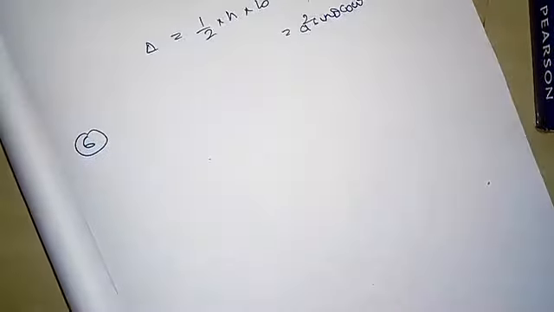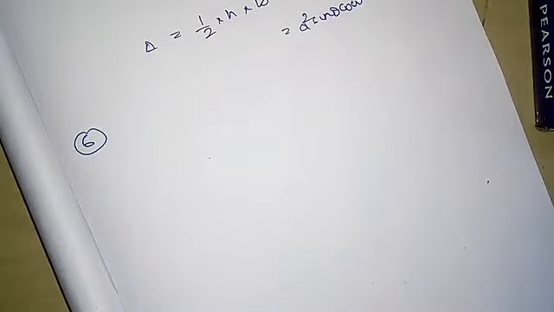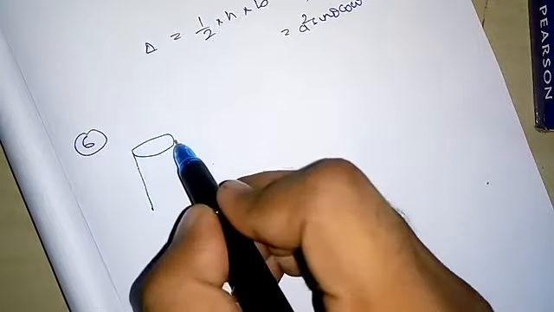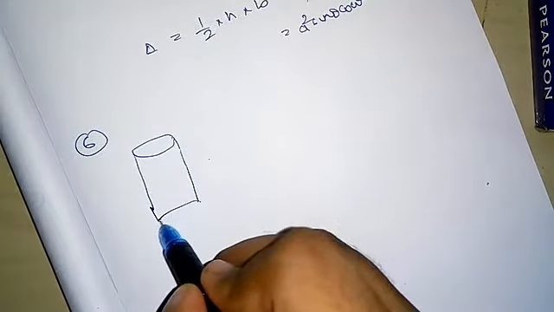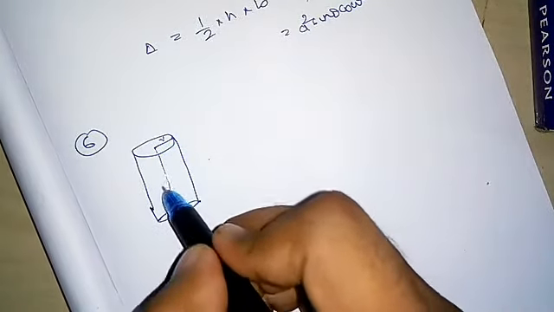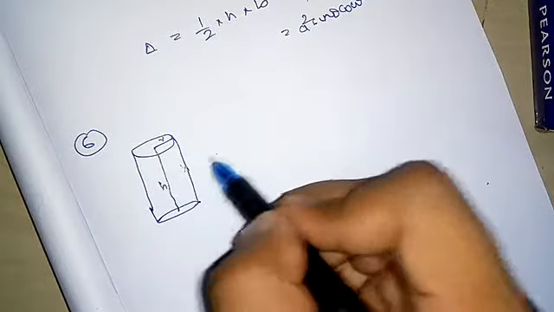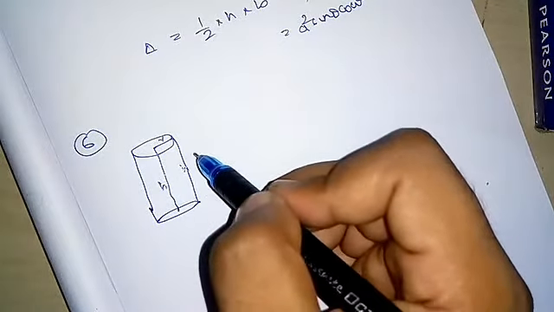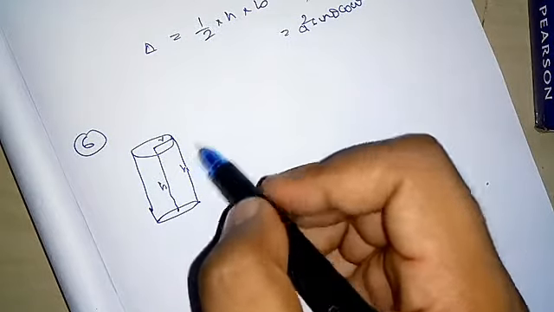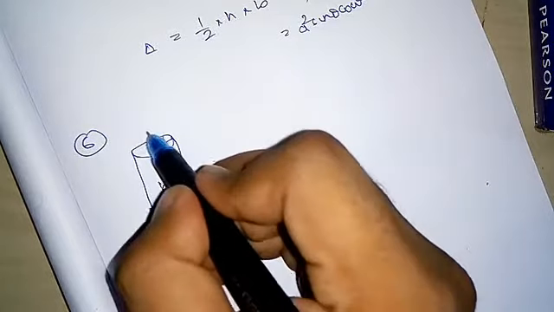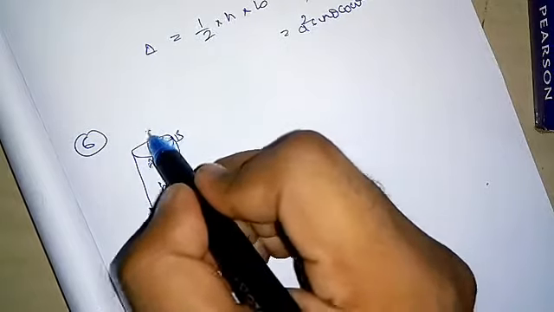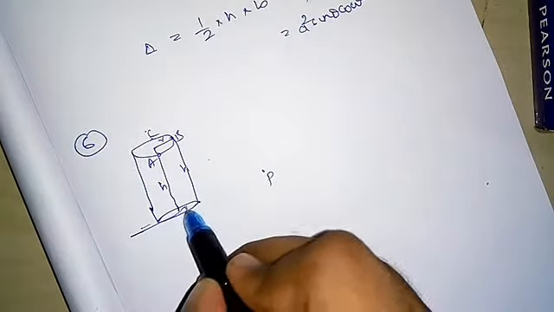Sixth question. A right circular cylinder tower of height h. Let this be radius r, this be h, height h, this will also be height h. From a circular top of the tower, B is the point on it nearest to P, and P is a point on the ground. Let these points be A, B, C. Now P is on the ground.